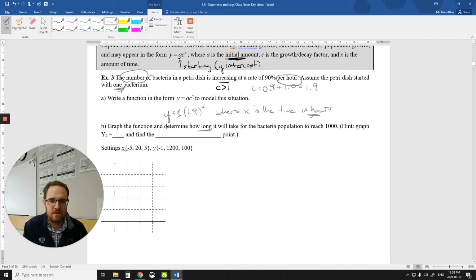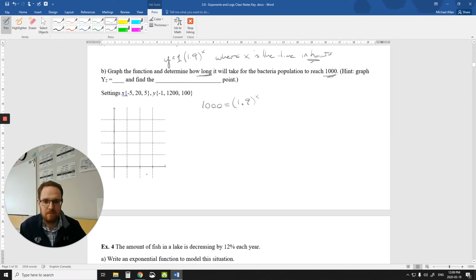All right. So to do this one, we're going to graph this because we haven't learned how to solve these kind of equations where we have an x value in here, and we want to make sure that it reaches 1,000. So I want my y value to be 1,000, and I want to know what x value I'm going to have to put here to make that work. Okay? So we can graph this out.